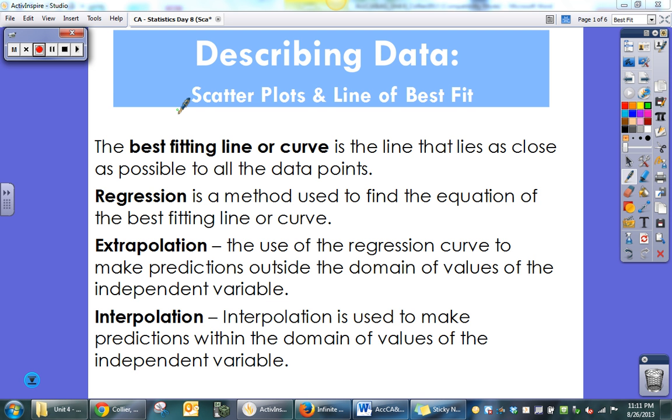If we make a prediction based on a value that is outside of the domain, then we call that extrapolation. I remember extra as being beyond the data set, or beyond the domain of the data set. Interpolation is if we make a prediction using values that are within the domain. We'll talk about those in context in a minute, but those are some vocabulary terms that you need to become familiar with.